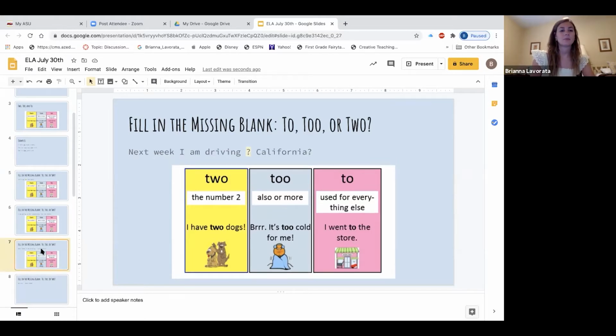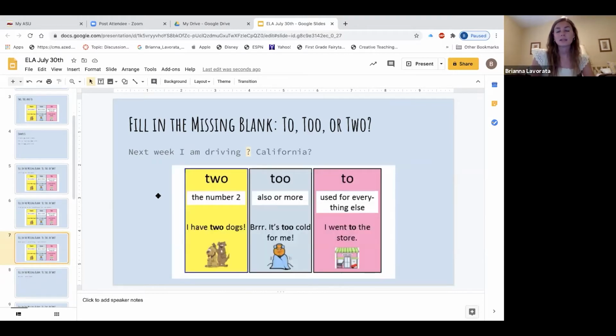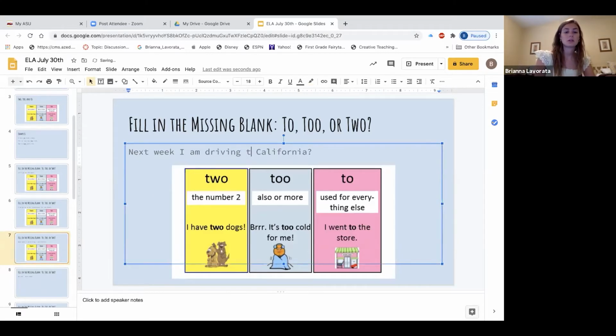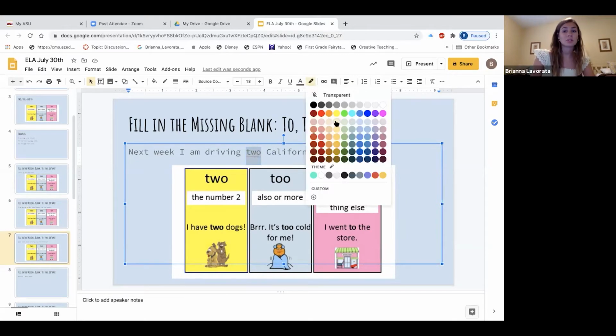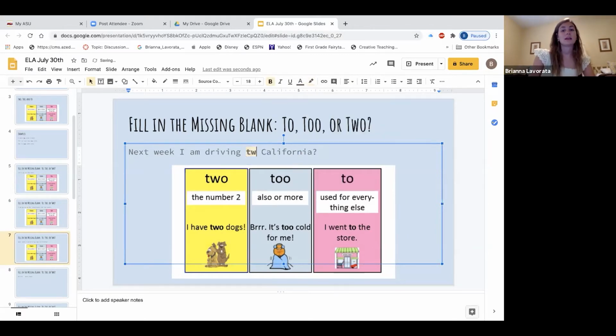All right, so our next example. Next week, I am driving to California. Would I use the number 2? I am driving two California. Well, there's not 2 Californias, so I'm not going to use the number 2, right? So that doesn't make sense. I am driving too California. Well, I'm not talking about going to multiple parts of California. I'm not saying anything more about California, so that won't work. So I'm just going to use our basic T-O. Next week, I am driving to California.